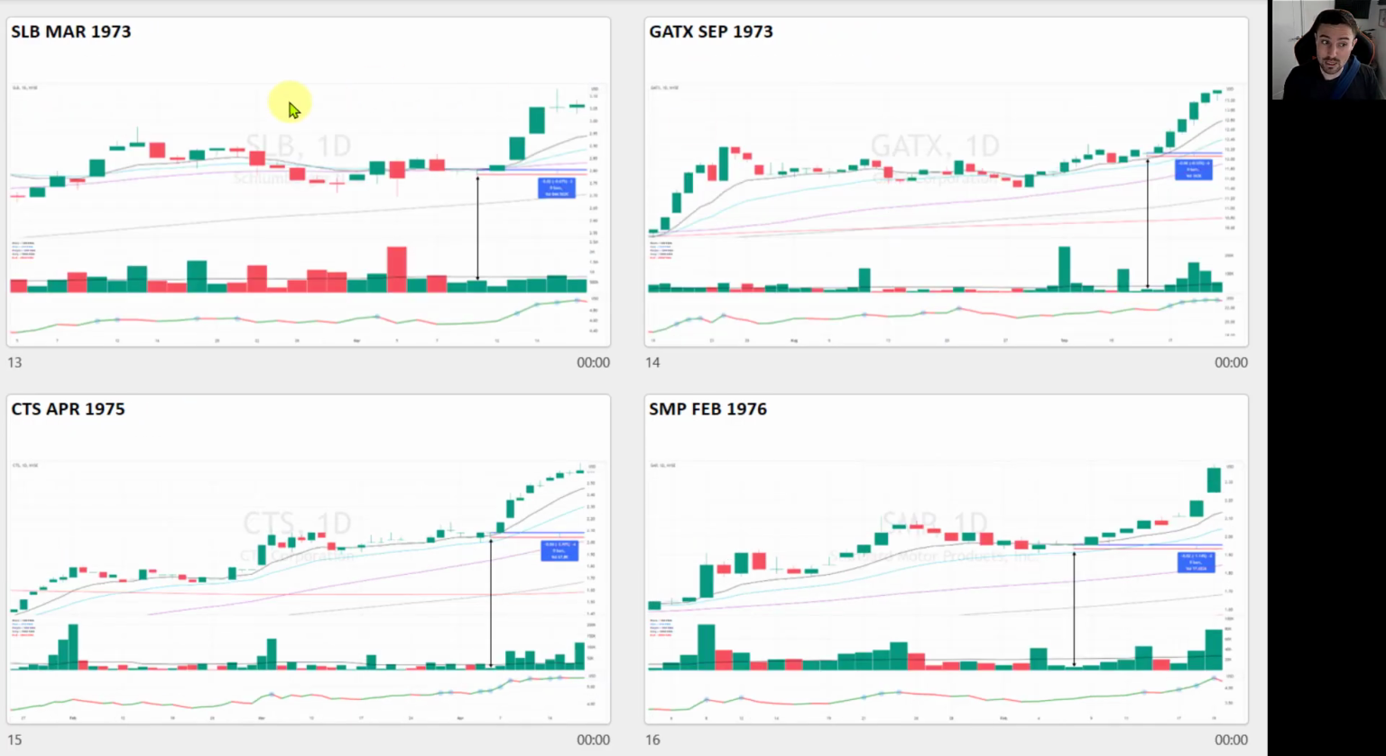Okay, some of you may be familiar with the name Schlumberger. Still around today, big oil and gas stock. But what you can see here is you get this really tight bar, and look how it's sitting on a clustering of the 10-day, the 21-day, and the 50-day, and the volume is below this black line, which is the 30-bar average.